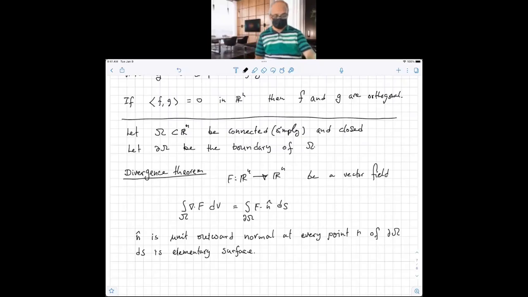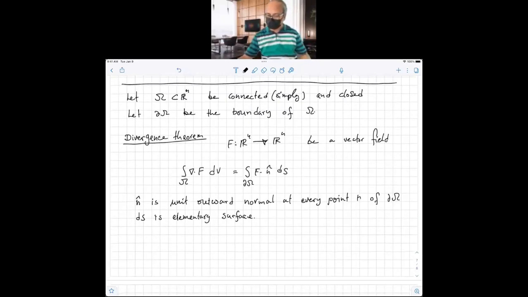So that is why it will not be complicated. It will stay easy. Okay. So that's the divergence theorem.